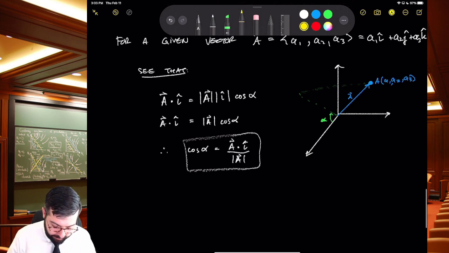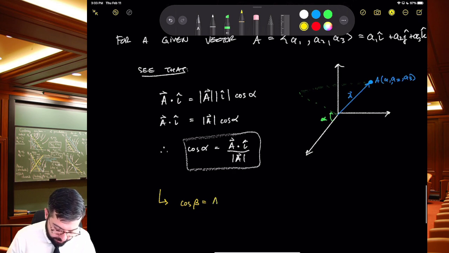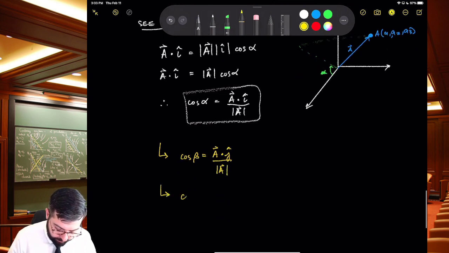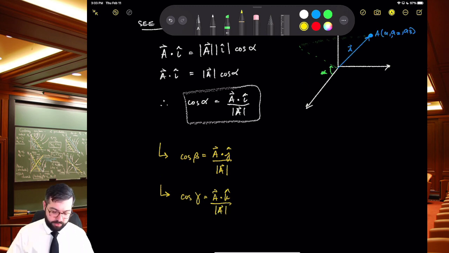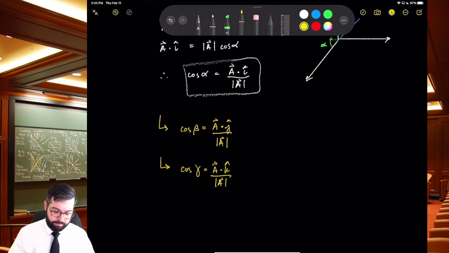And so likewise, by similar logic, this is the case with beta, the angle that the vector forms with the y-axis, and that's A dot j all over magnitude of A. And of what we call gamma, which is A dot k over magnitude of A. And these are what we call the direction cosines.